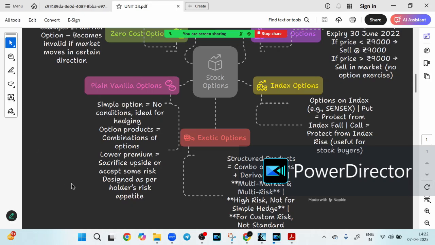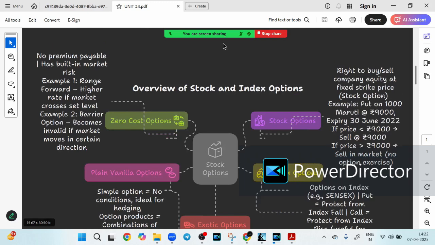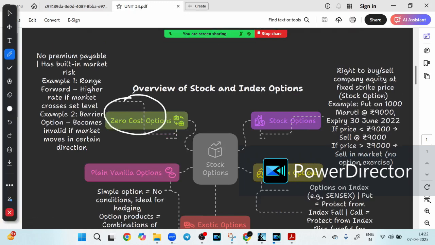Do you know what an exotic option is? These are designer options related to complex strategies. They combine options and derivatives, a combo of option and derivative, and create a custom financial product. There is multi-market exposure, there is multi-risk hedging, and there is something called high risk.